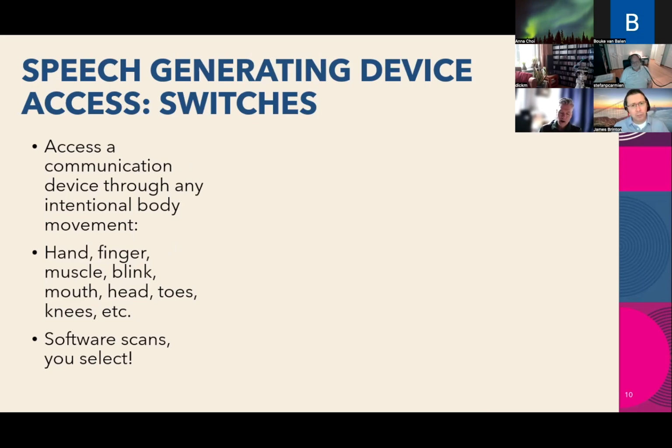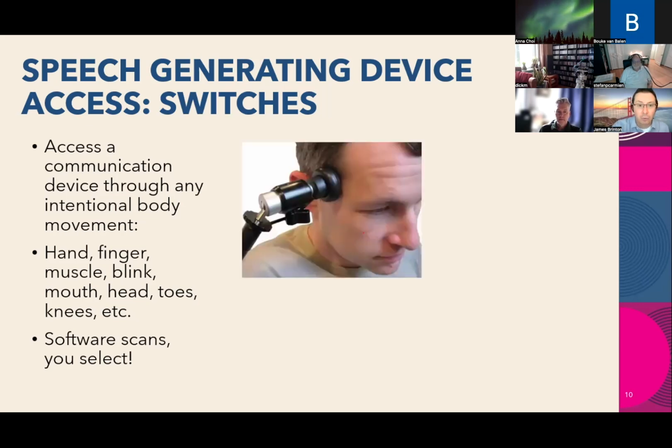So there are switches that will measure body movements in different areas to different degrees. Using a switch, people can access a communication device that has communication software. People might use their hand, their finger, a blink, their mouth, their head, their knees, their toes, and the software will scan through items on the screen, and you hit the switch when you want to select the item that it is showing on the screen. I'm going to show various types of switches now.